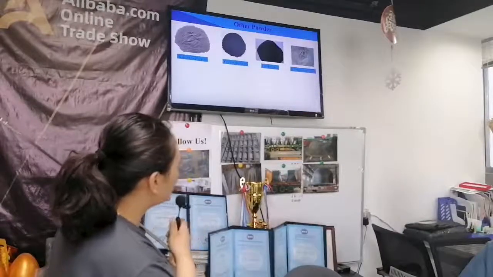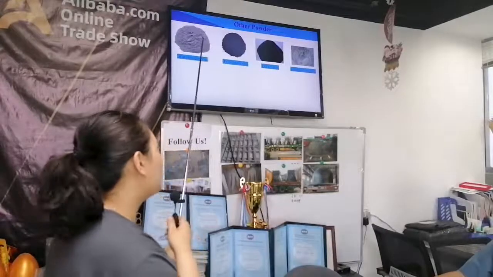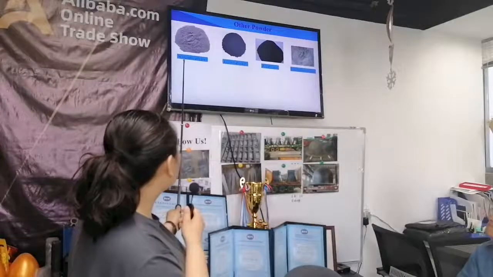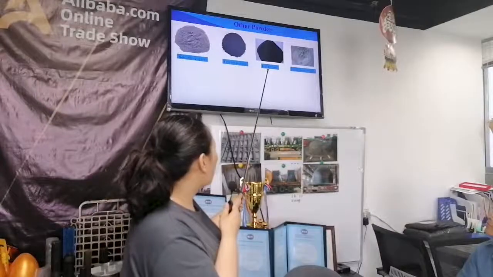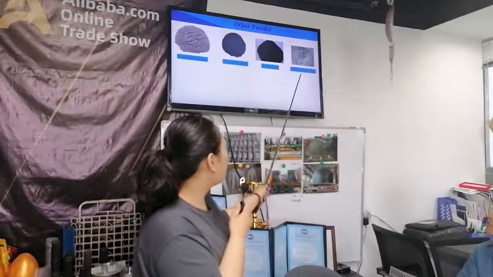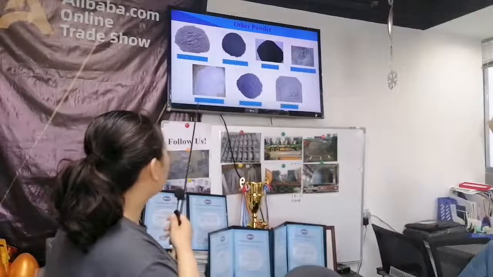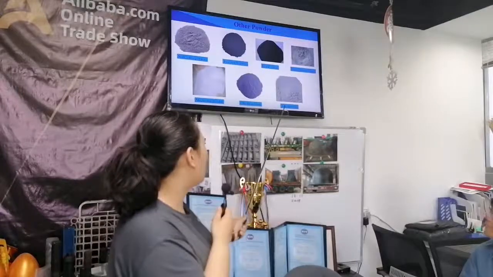Let us look at another powder. Having very much powder. Meter powder, green powder. So magnesium powder, chemical powder, zinc powder.